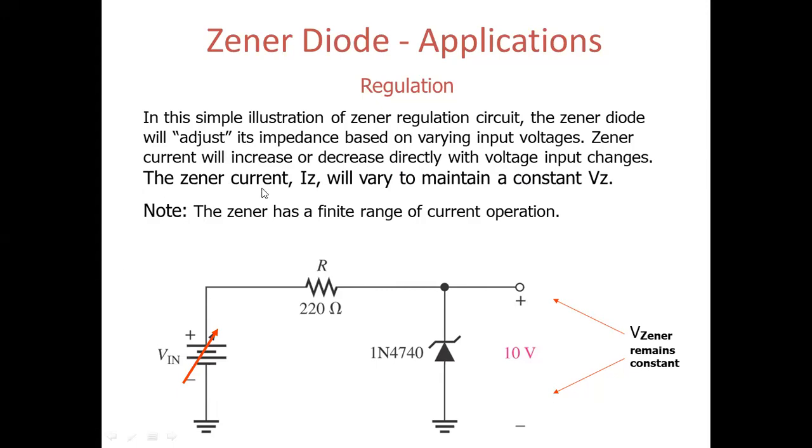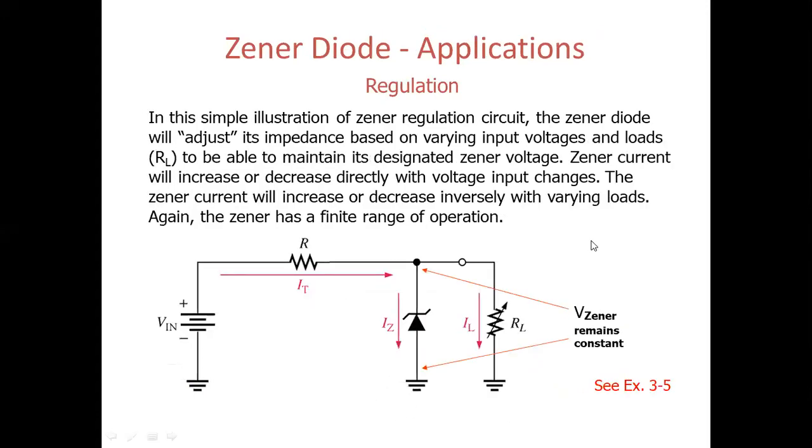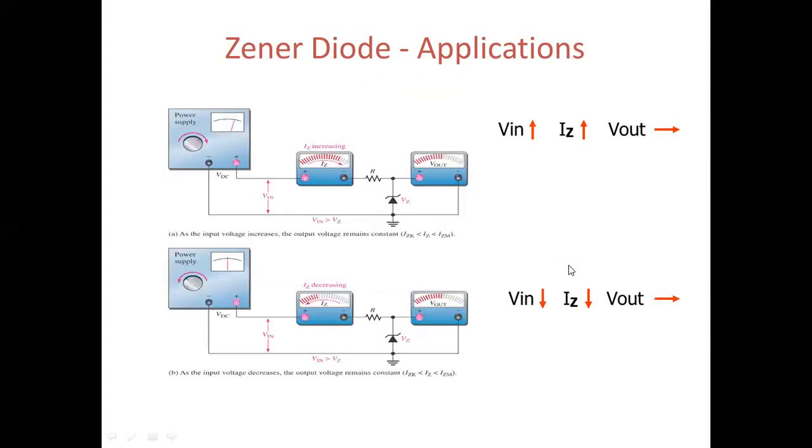So this Zener current IZ will vary to maintain the constant VZ. Constant VZ is nothing but the voltage across the Zener. The current flowing through it varies to maintain that. So this will act as a voltage regulation circuit. That is what we are going to call it. They have added a variable load resistance here, and we are maintaining it.